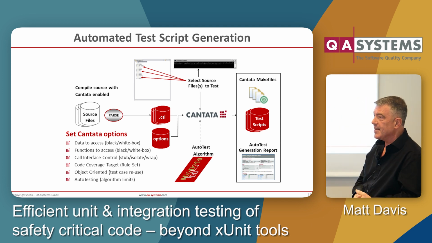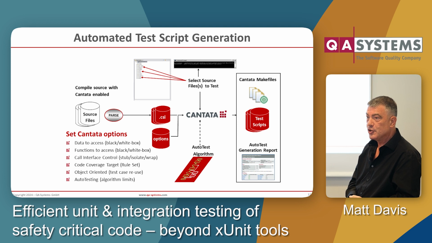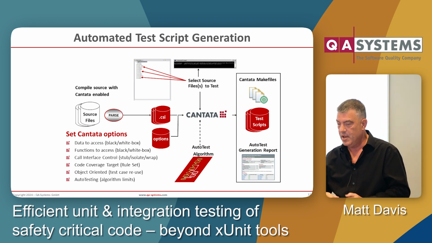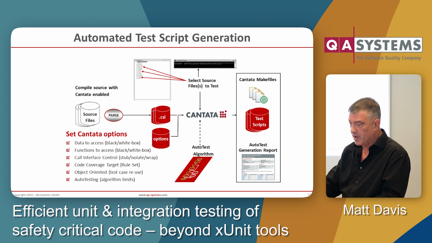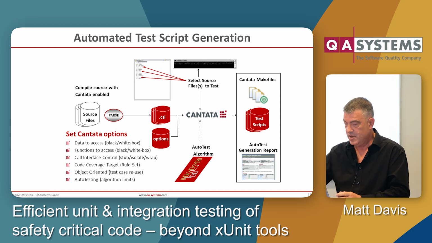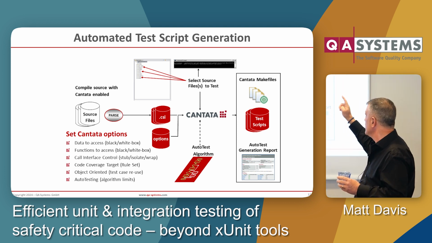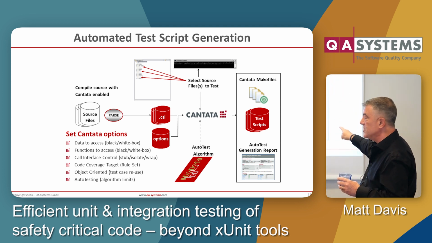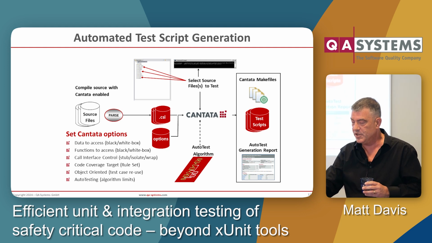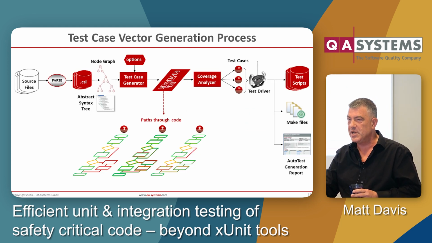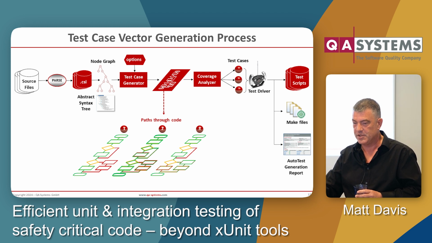We do a Cantata static information file for every source file under test. You can select them on a command line or the GUI. When you're running with your auto-test algorithm, that pulls in those things and generates 3 different outcomes. Makefiles to build your tests, test scripts containing the test cases, and an auto-generation report, which tells you what you should get.